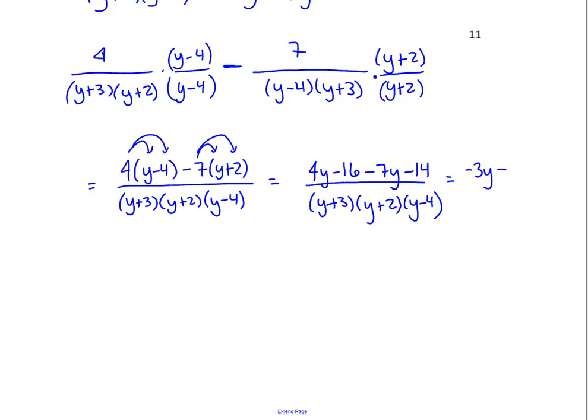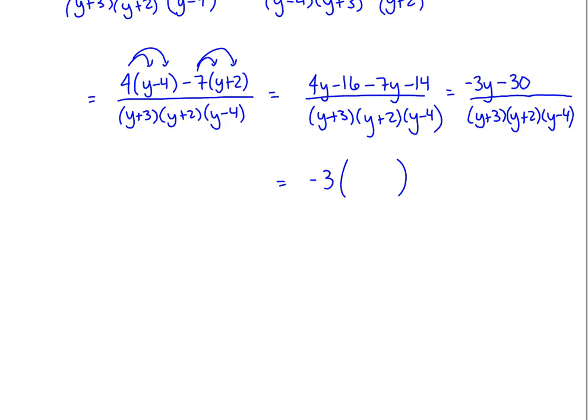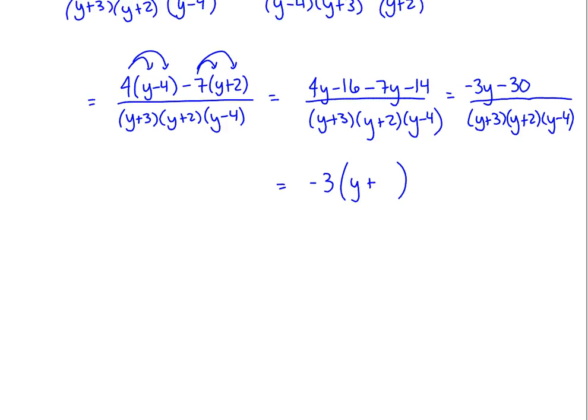Take away 30. Okay. We always like to factor the numerator if possible to check to see if anything is going to cancel. So what can you factor out of the numerator? A negative 3. And that will leave me with what inside the brackets? Y plus 10. We divide both by negative 3. Does anything cancel? No, but at least we checked, because sometimes it does. It doesn't always happen. It usually doesn't, but sometimes there'll be a factor on the numerator and denominator that can reduce out.